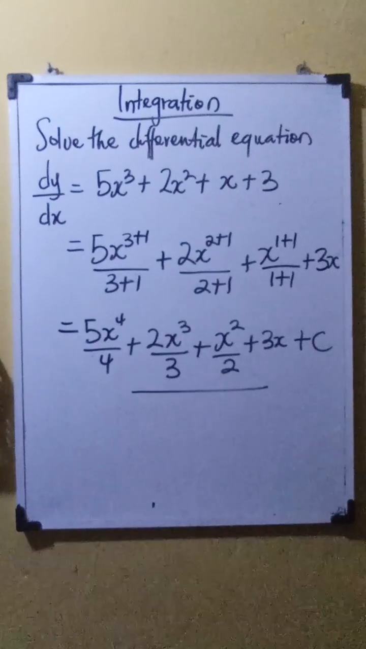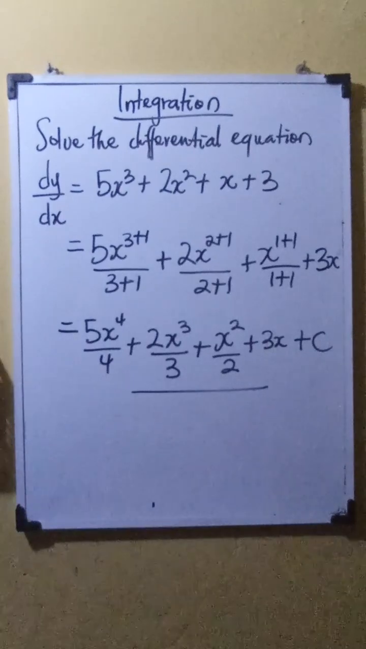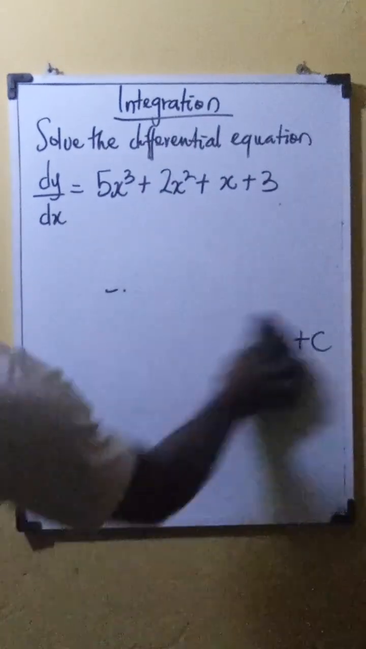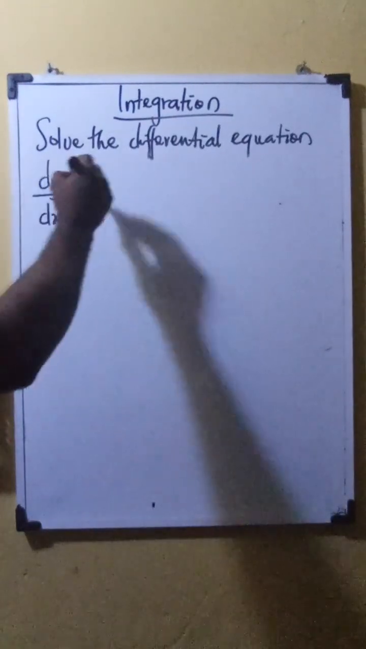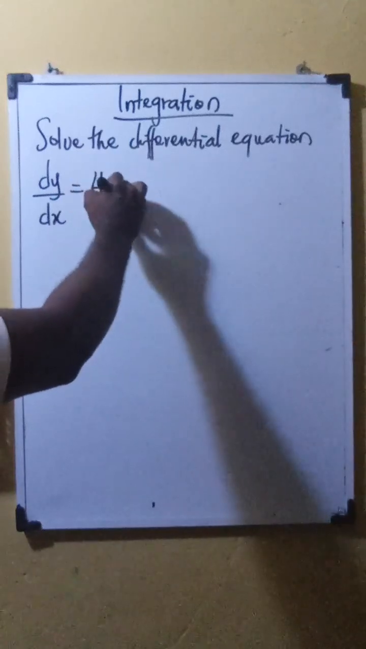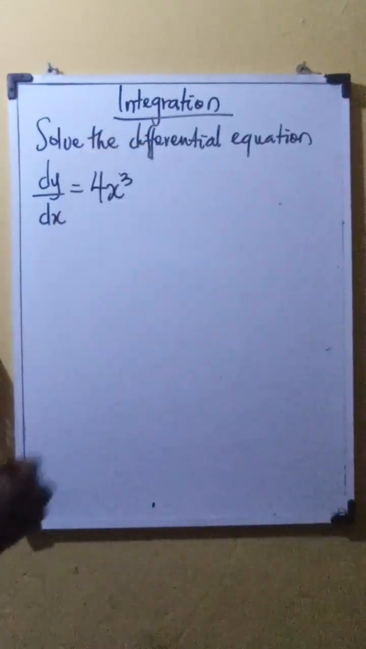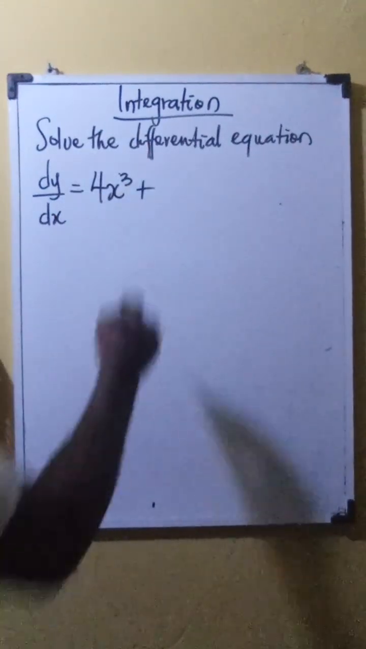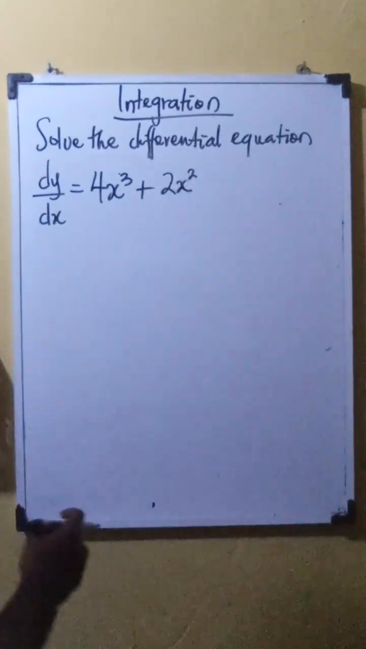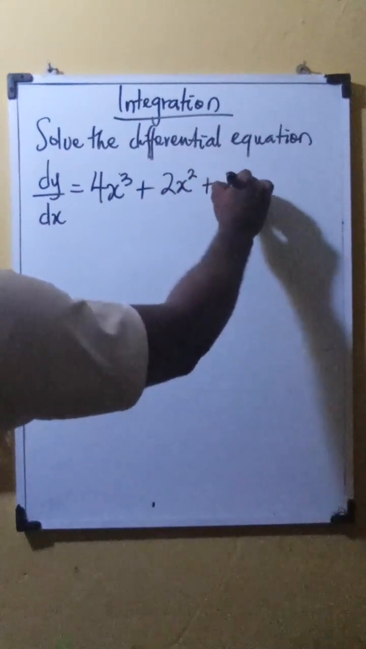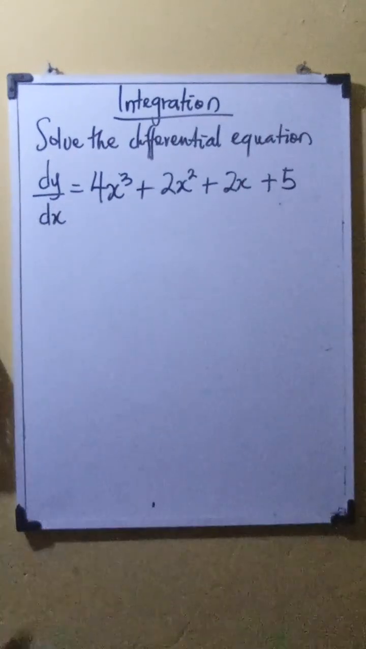So I'm going to take another one. I will take another one that will help us to understand it better. So I'm taking this out now. So we say solve the differential equation. Let's say dy over dx equals 4x cubed plus, let's say, 2x squared plus 2x plus 5. You are told to solve this differential equation.